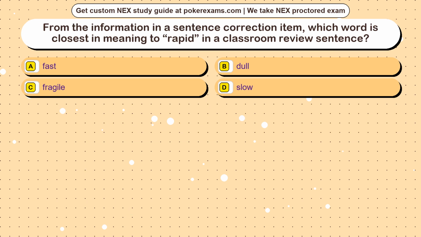Question 22. From the information in a sentence correction item, which word is closest in meaning to rapid in a classroom review sentence? Option A, fast. Option B, dull. Option C, fragile. Option D, slow.